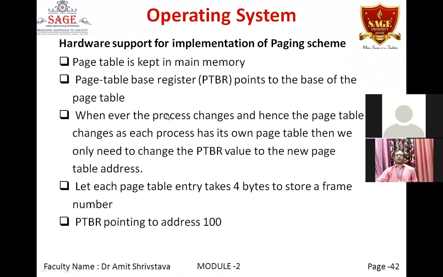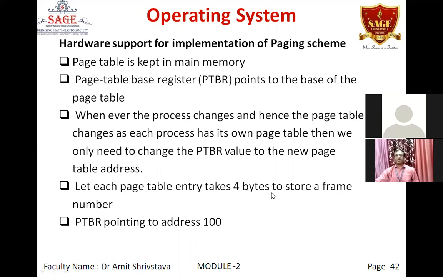Now the hardware support required for implementing this paging scheme: the page table is kept in the main memory. Each process has its own individual page table. The page table base register points to the base of the page table. Whenever the process changes and hence the page table changes, we just have to change the PTBR value, that is the page table base value, which will now point to the new page table address. Again, the loading or changing of this PTBR value is done in privileged mode by the operating system. So the user is not allowed to change its value.